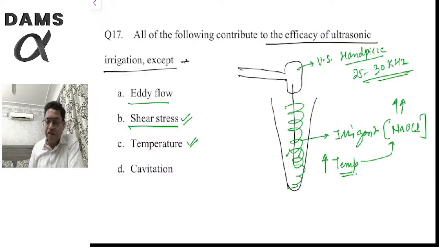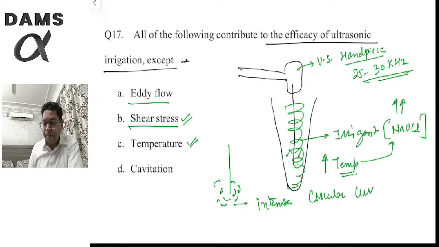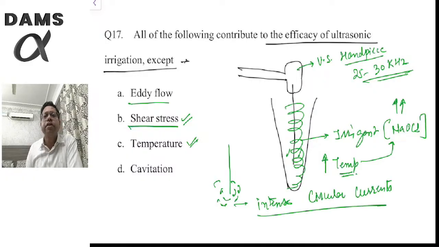Eddy flow. What is eddy flow? If this is a file, when it is vibrated, there is generation of intense circular currents. The streaming of the liquid takes place intensely around the file, which contributes to the efficacy of the flushing action of removal of debris. So definitely this is called eddy flow, or eddy currents.